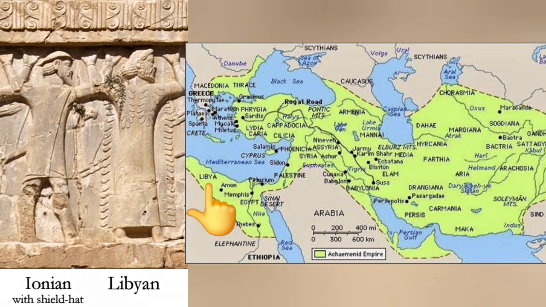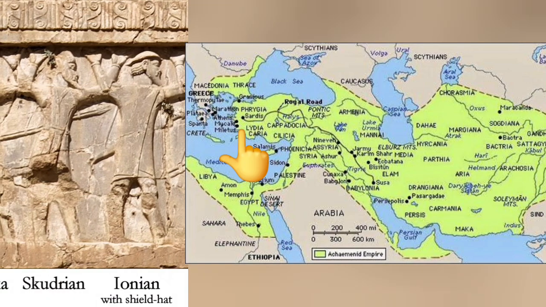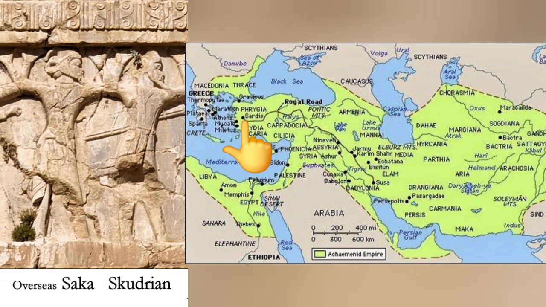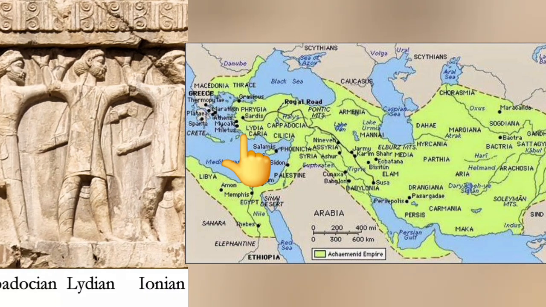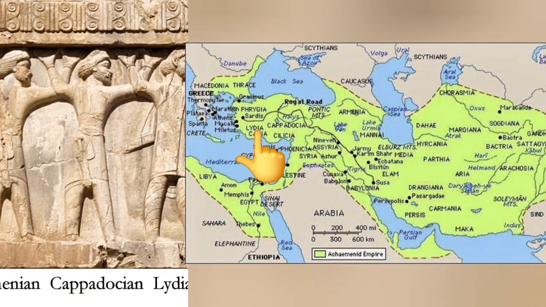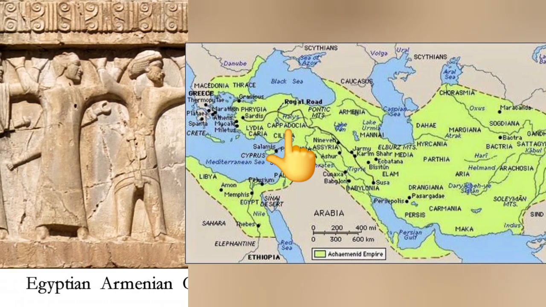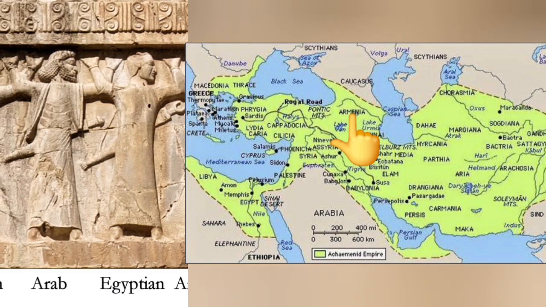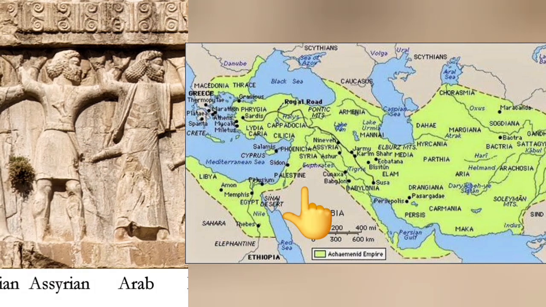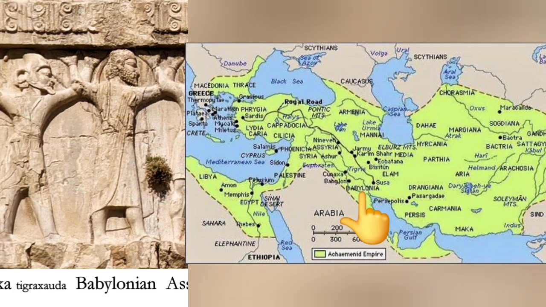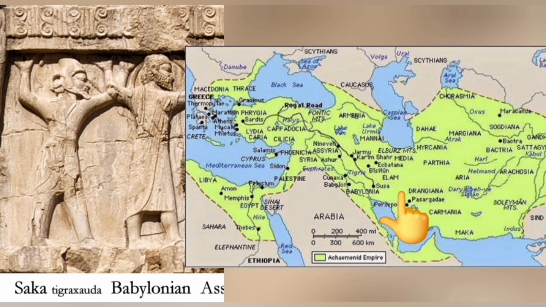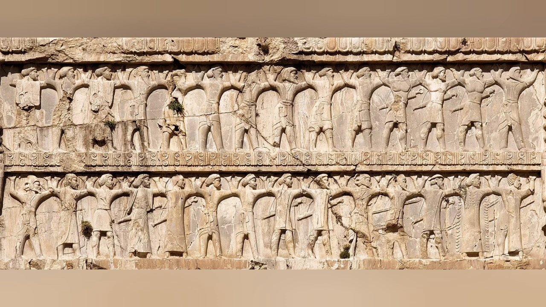Libya, Ionia, Sardis, Saka, Ionia again, Lydia, Cappadocia, Armenia, Egypt, Arabia, Assyria, Babylon, and Saka overseas.